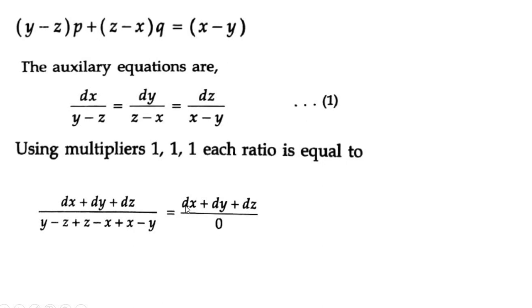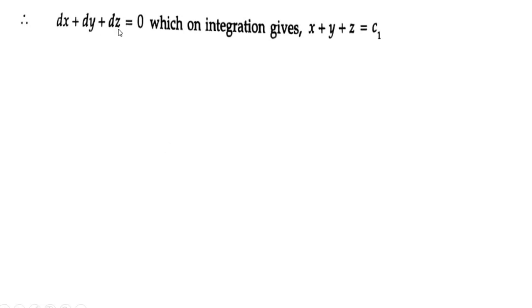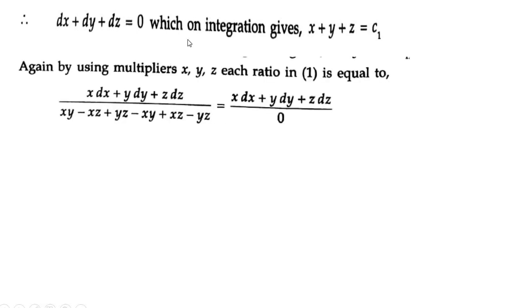So take this 0 to the other side, so you get dx plus dy plus dz equal to 0, which on integration gives you x plus y plus z equal to c1. The integration of 1 with respect to x is x, the integration of 1 with respect to y is y, and the integration of 1 with respect to z is z, equal to an integral constant c1.